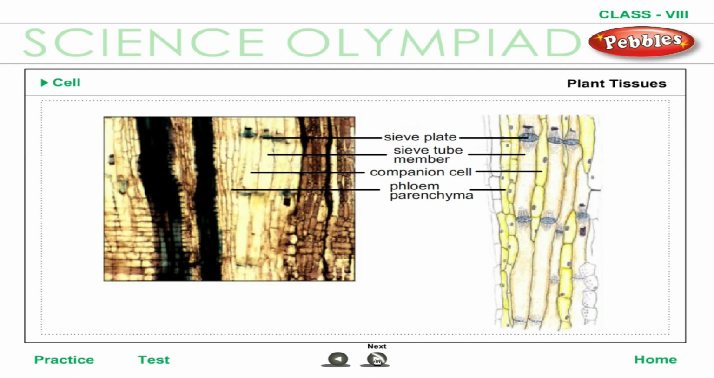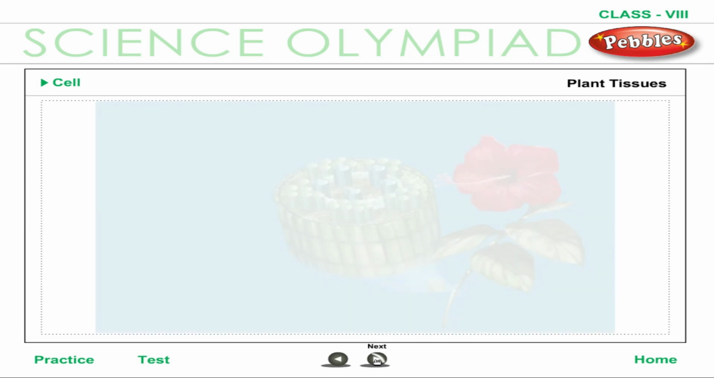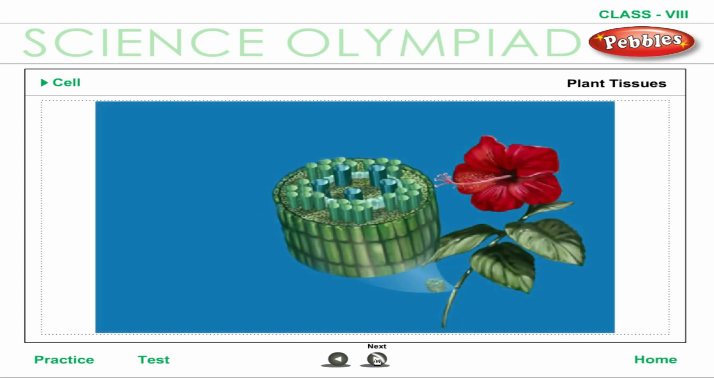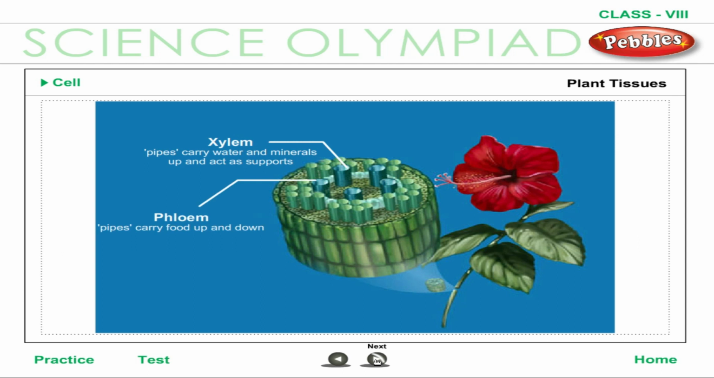Conducting tissues. Transport of water and food to different parts of the plant is one of the main functions of plant tissues. There are two types of conducting tissues in plants. Xylem, which transports water and minerals absorbed by the roots to the leaves. Phloem, which transports the food made by the leaves to the other parts of the plant.